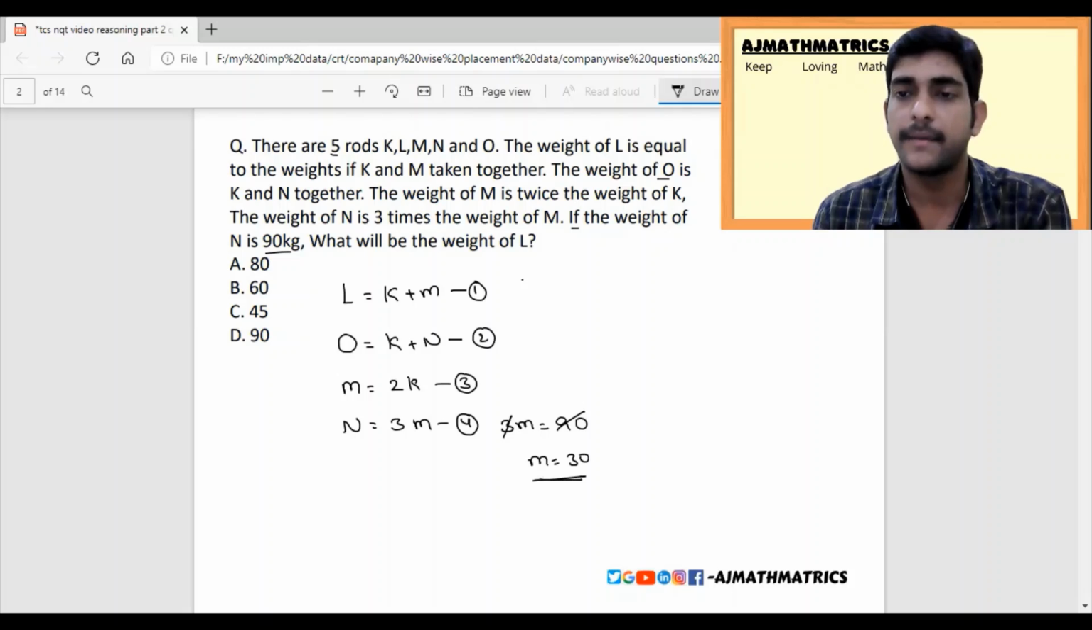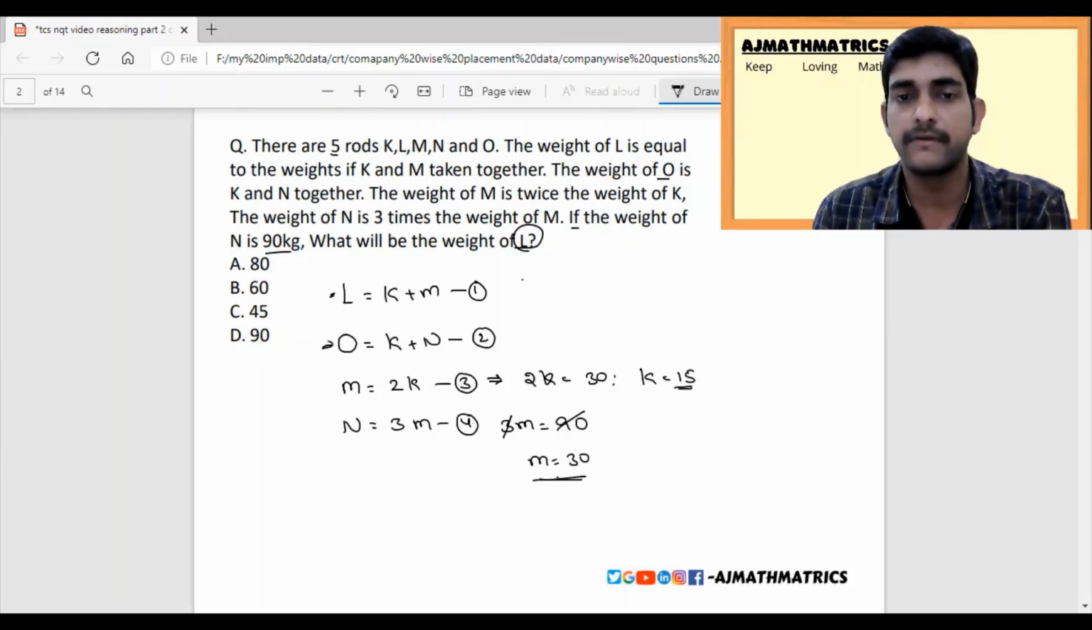Now after getting M equal to 30, the question itself is what will be the weight of L, which means this we are going to find out. So for that we need to do the process like this. M I am getting 30. M is equal to 2K here. So 2K equal to 30, so K equal to 15. We are getting K equal to 15, M equal to 30.